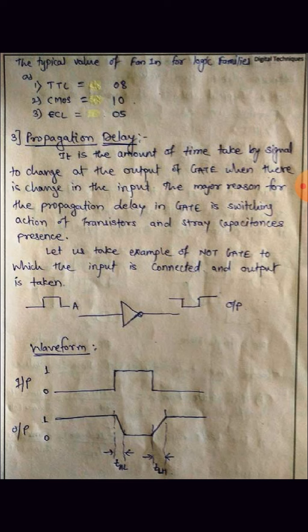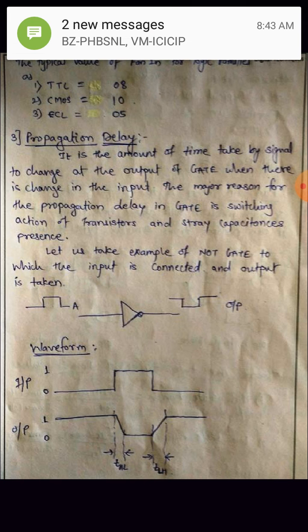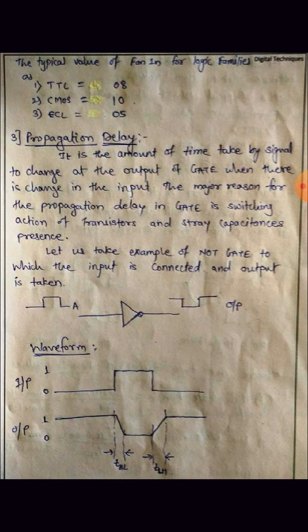Now see the third characteristic, that is propagation delay. Now what is the definition? It is the amount of time taken by a signal to change at the output of a gate when there is a change in the input. It is the basic definition of propagation delay. In short, we can say that the time required to change the output is the propagation delay.